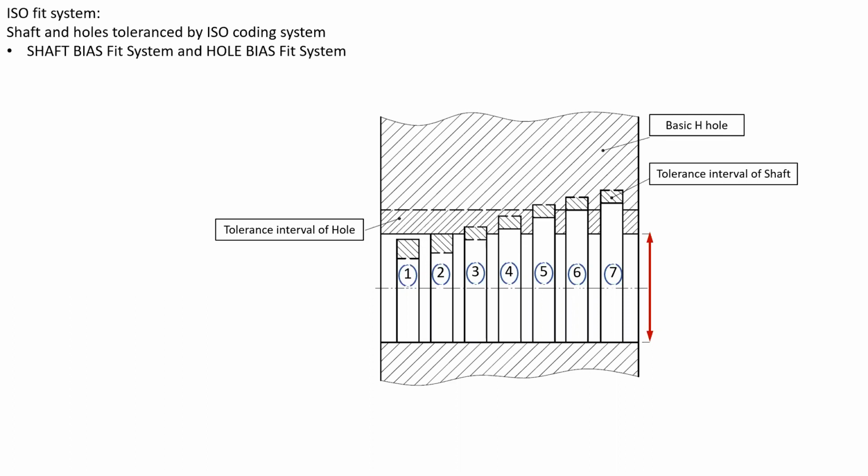So there are two basic types of ISO fit systems. One is the shaft basis fit system and the other is the hole basis fit system. First, I'll be discussing the hole basis fit system. In the case of the hole basis fit system, we will use a basic H hole. The basic H hole is shown in the figure.